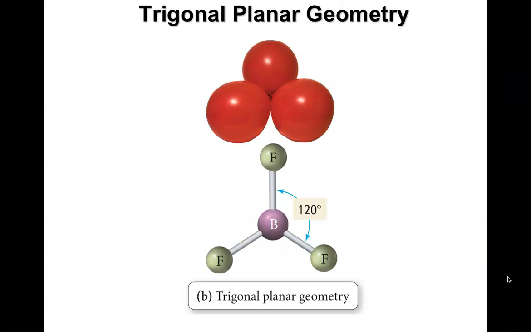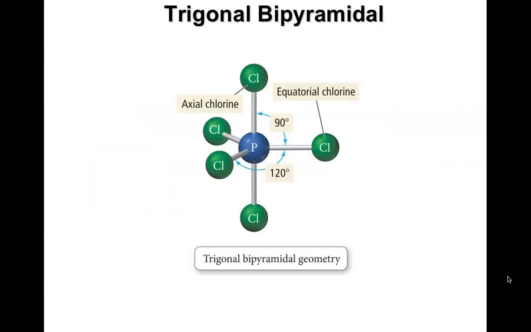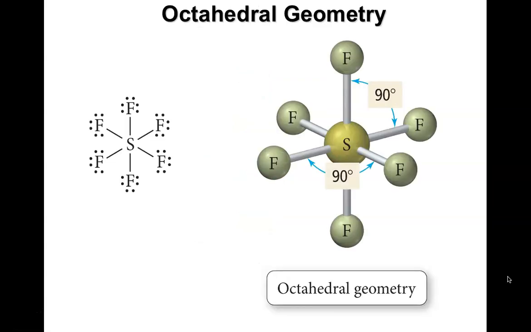Trigonal planar, again, 120 degree angle, as we just saw. Here's tetrahedral, 109.5. AX4, again, 4 bonded atoms around the central atom. Here's AX5. We have a 90 degree angle. We also have a 120 degree angle. So 2 angles are involved with the trigonal bipyramidal shape. And lastly, we have octahedral, 90 degrees around everything. There are 6 bonded atoms to my central atom.